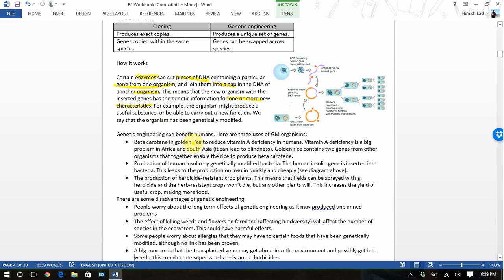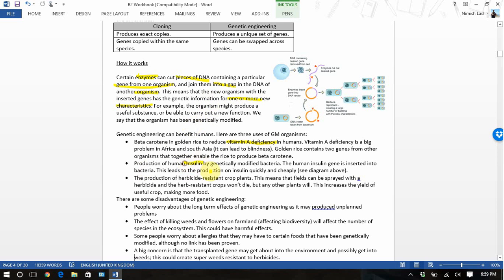Beta-carotene in golden rice helps to reduce the vitamin A deficiency. So vitamin A deficiencies are big problems in South Asia and Africa. It could actually lead to blindness if they're not careful. So golden rice contains 2 genes from other organisms that together enable the rice to produce beta-carotene, and that means it can actually reduce vitamin A deficiencies.